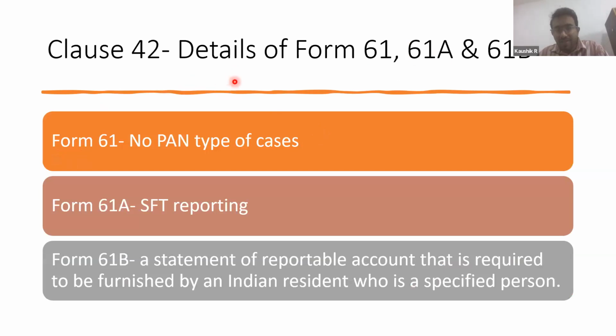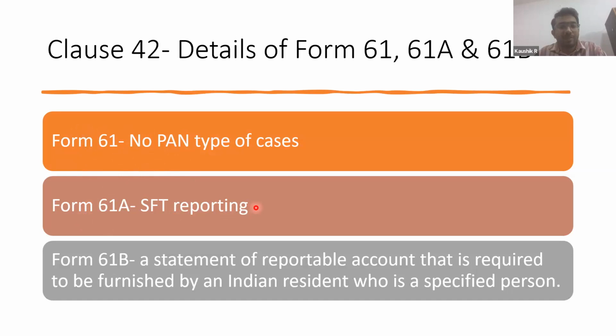So what is next? Details of Form 61, 61A, 61B. 61 is a scenario where certain entities, for example banks, will usually file this. They are required to collect PAN, and where the assessee or the customers have not provided PAN and have given certain declarations, we will have to collect those declarations and file an annual return that is called Form 61.